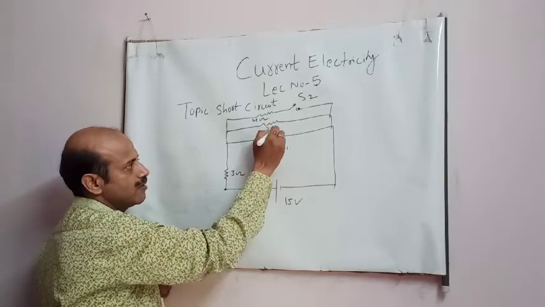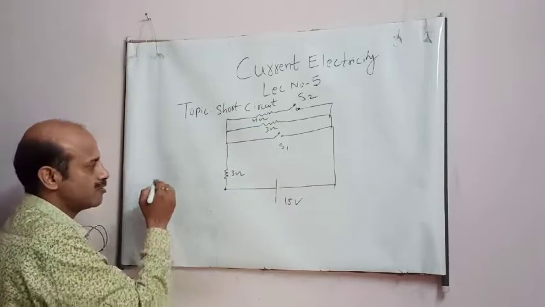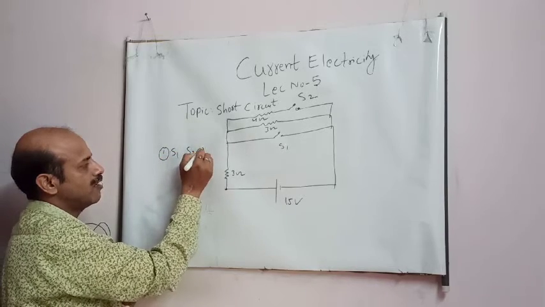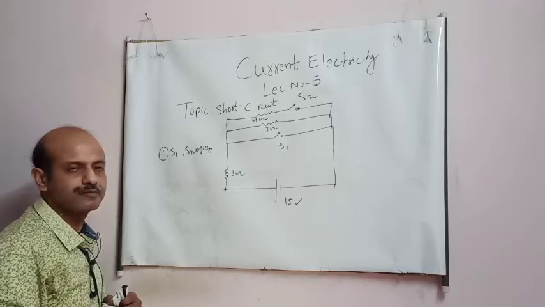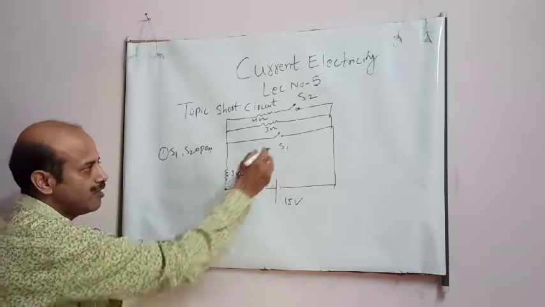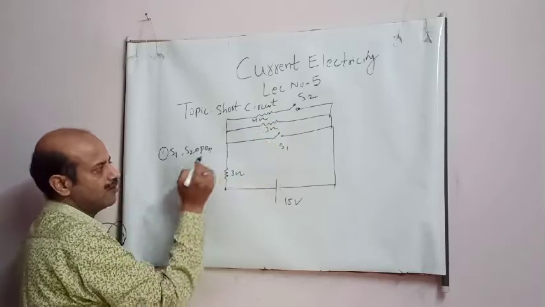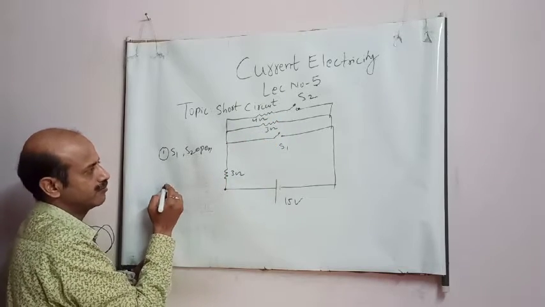This is 3 ohm, student. Now in the first case, both the switches, S1 and S2, are open. How much is the current? Now this circuit, when both are open, this is open, this is open, will become like this, student.